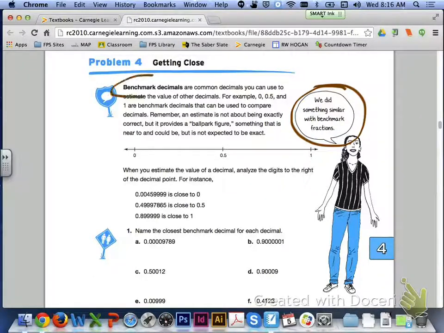Benchmark decimals are common decimals you can use to estimate the value of other decimals. For example, 0, 5 tenths, and 1 are benchmark decimals that can be used to compare decimals. Remember, an estimate is not about being exactly correct, but it provides a ballpark figure, something that is near to and could be, but is not expected to be exact.